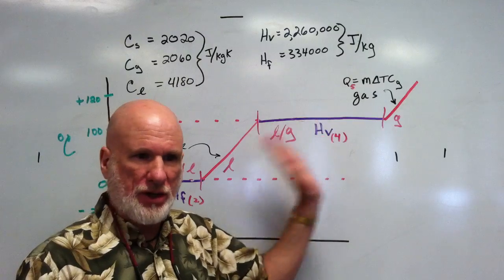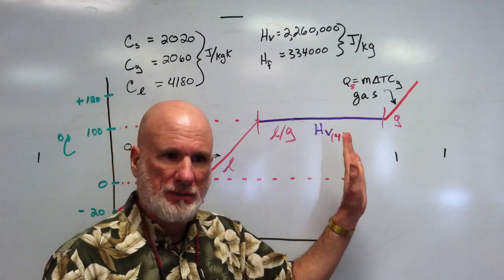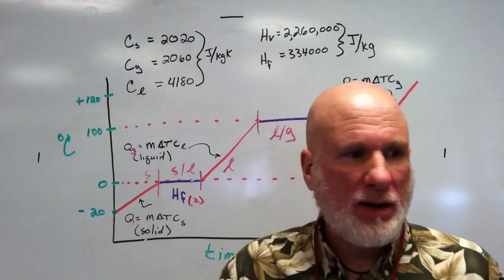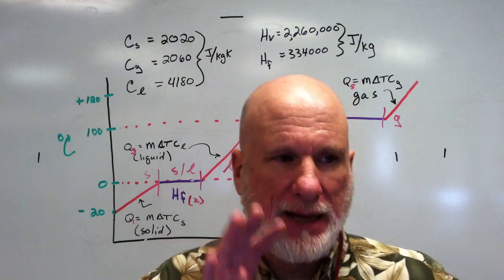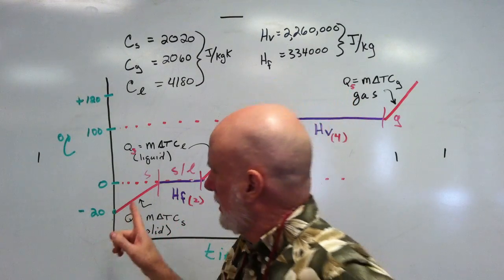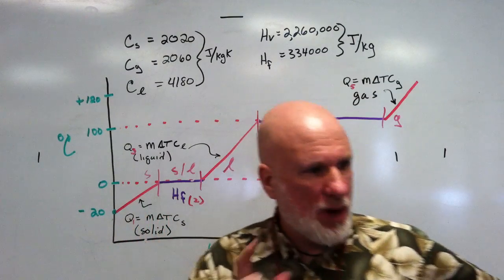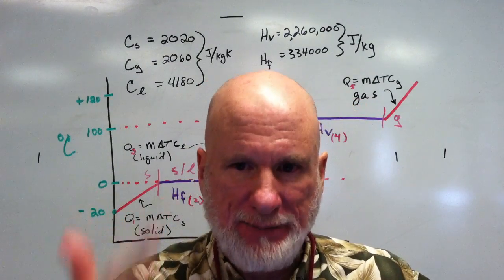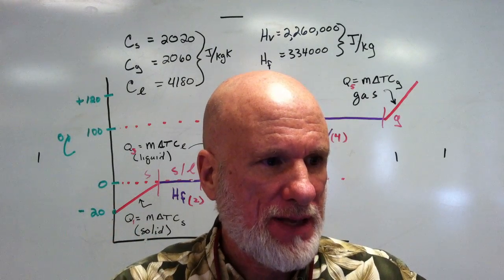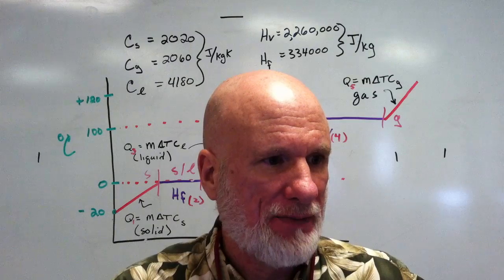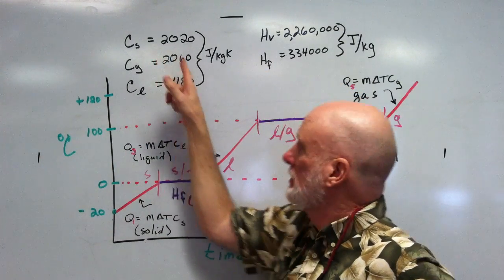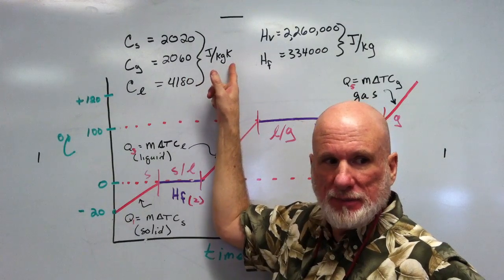So, yeah, so far so good? So far so good? Okay, now. There are, again, 5 separate heats. The first heat is going to be the product: mass times the change in temperature times the specific heat capacity of ice. The specific heat capacity of ice is 2,020 joules per kilogram Kelvin.